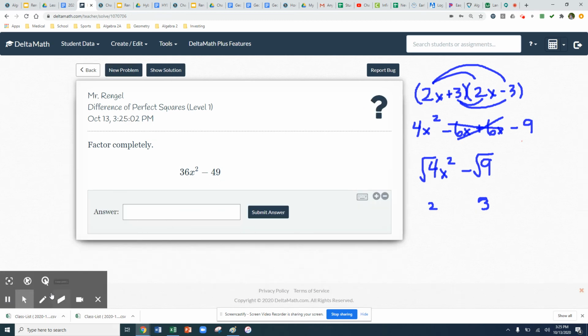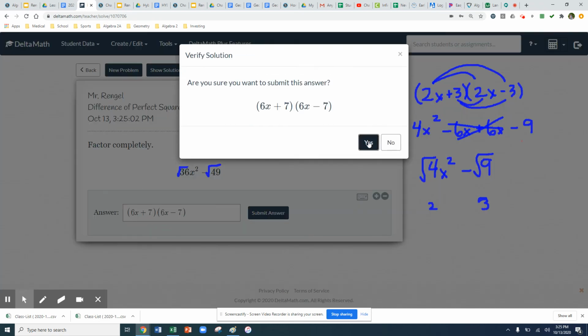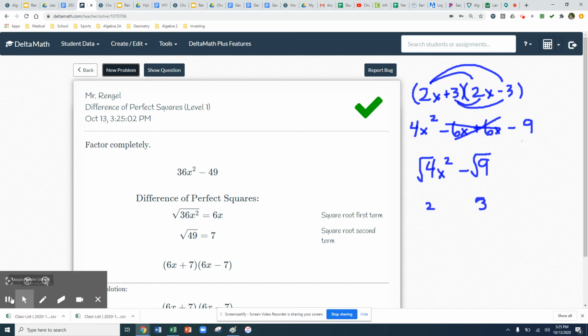So again, you can take a look at 36x squared minus 49. Think about what the square root of 36 is. What's the square root of 49? So you should notice that the square root of 36 is 6. So that's going to be 6x. The square root of 49 is 7. So we have 6x plus 7 and then 6x minus 7. So there's your difference of squares. And submit our answer, and then that should be our result.